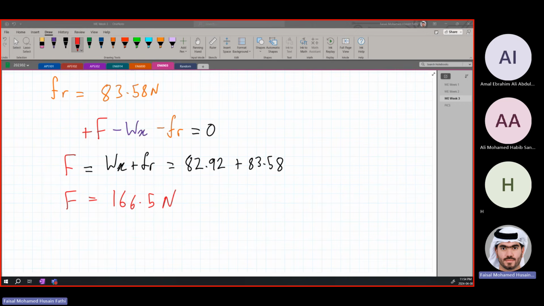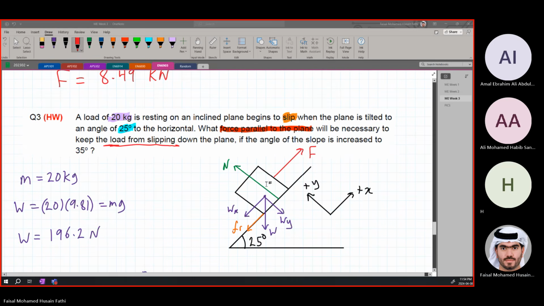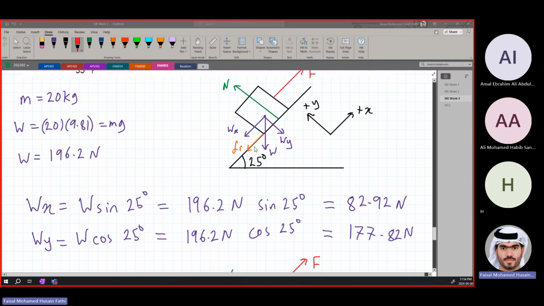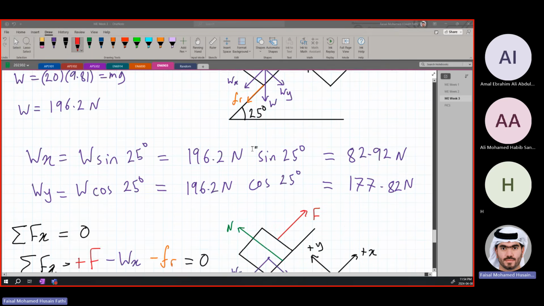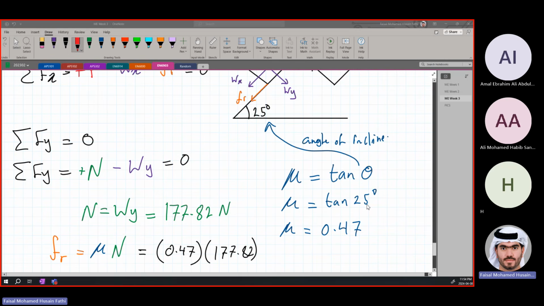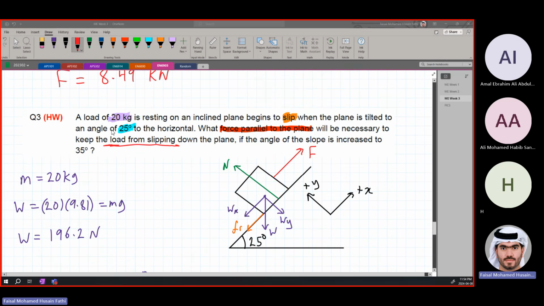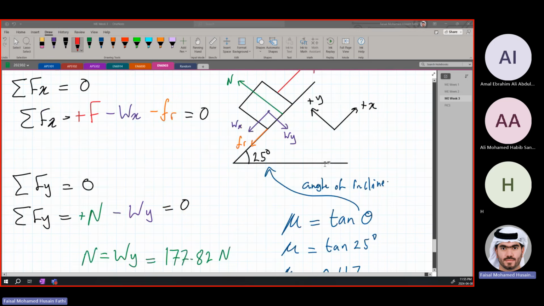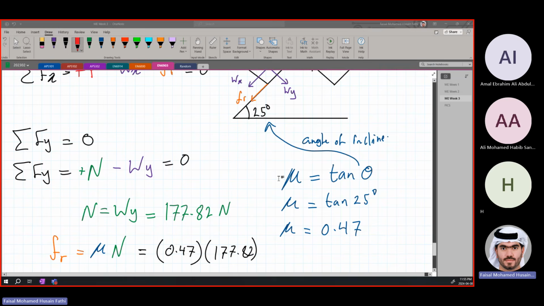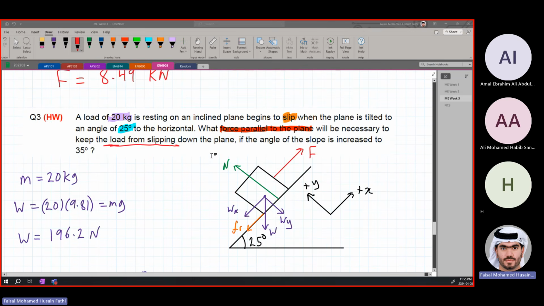So the trick here is, oh, I just realized something I did wrong, but I'll explain it in a bit. The trick here is you need to understand that you can find mu when you find the angle of the incline at the point at which any item is slipping. And then that way you can just find it by using this equation, which is tan theta is going to be equal to mu. Now keep in mind I did not solve this right.